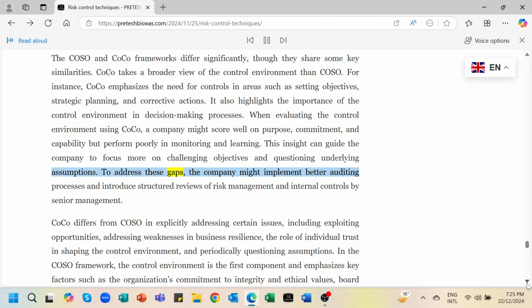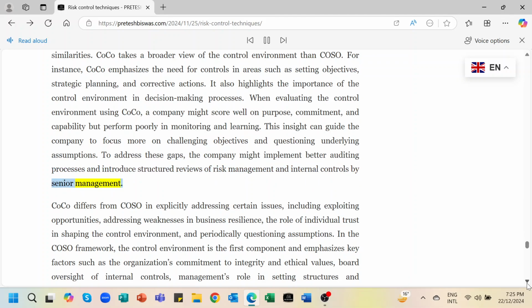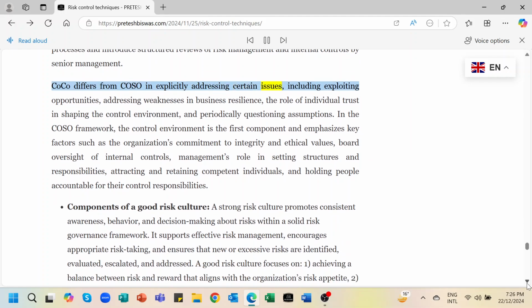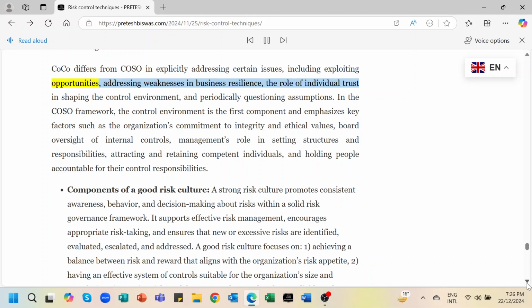To address these gaps, the company might implement better auditing processes and introduce structured reviews of risk management and internal controls by senior management. COCO differs from COSO in explicitly addressing certain issues, including exploiting opportunities, addressing weaknesses in business resilience, the role of individual trust in shaping the control environment, and periodically questioning assumptions.